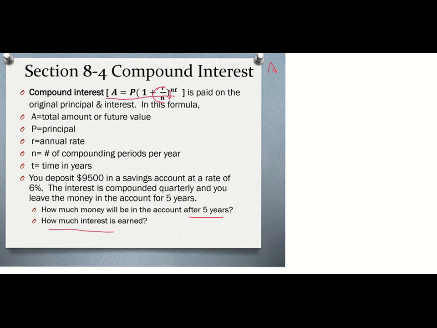So we'll say that A is equal to, and our principal was what we deposit, so $9,500 times 1 plus, and then it's the rate, which is 6%, so 0.06, divided by the number of times compounded. When it is compounded quarterly, that is 4 times a year. And then it's raised to the number of times compounded, so 4 times the number of years, which is 5.